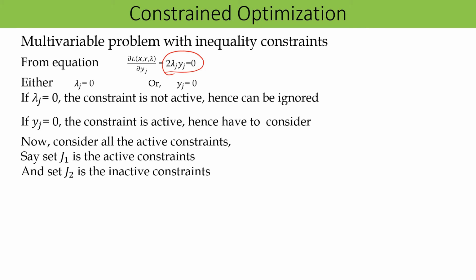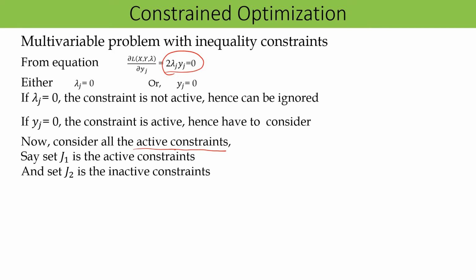Now let us consider all active constraints. So what is an active constraint? An active constraint is one where yj equal to 0. Yj equal to 0 means lambda is not 0. So yj equal to 0 means the constraints are active constraints. The solution is on those constraints. So let us say that J1 is the set of active constraints. So I'm considering two sets. We have total m constraints. Out of m constraints, suppose some constraints are active, some constraints are not active.